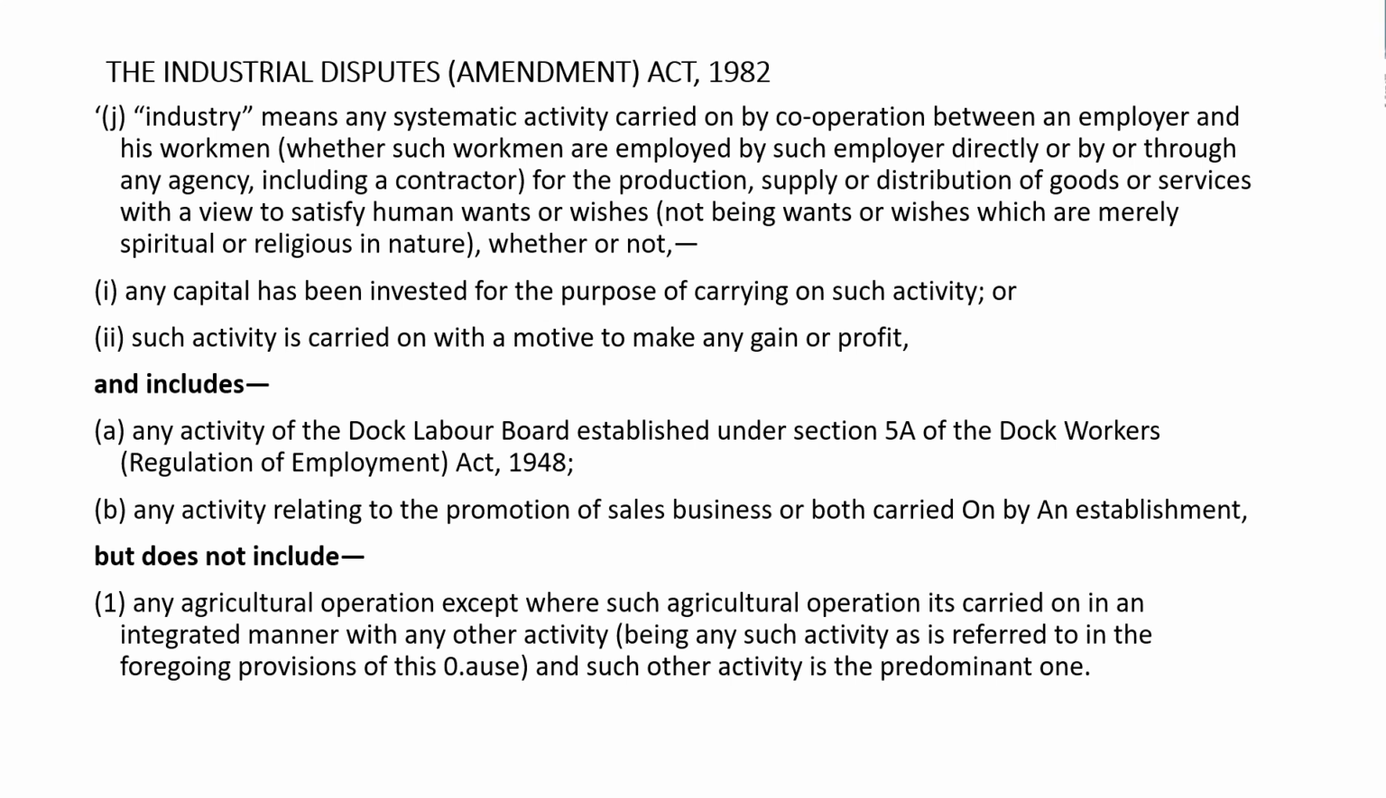under section 5A of the Dock Workers Act, any activity relating to the promotion of sale or business or both carried on by any establishment, but does not include any agriculture operation. They excluded these things: any agriculture operation, except where such operation is carried on in an integrated manner with any other activity, and such activity is a predominant one.